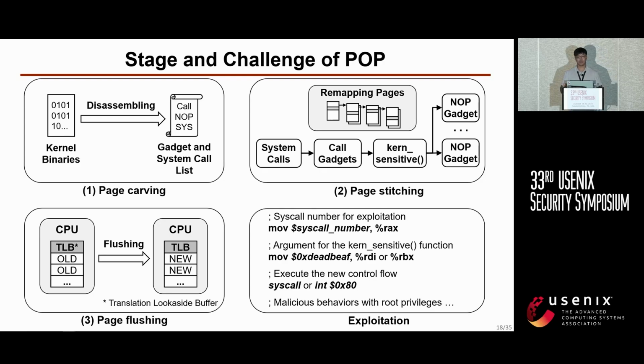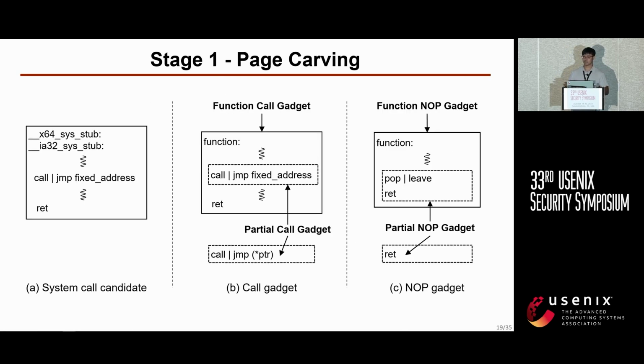As I mentioned before, POP has 3 stages, and each one is also challenging, so let's see the core parts. The first stage, page carving, identifies system call candidates and gadgets. System call candidates consist of system call stubs, as shown in figure A. And figures B and C show core gadgets and NOP gadgets, as well as function type and partial type gadgets. Core gadgets link system call candidates to security-sensitive functions. NOP gadgets unlink unessential functions from the candidates, gadgets, and security-sensitive functions.